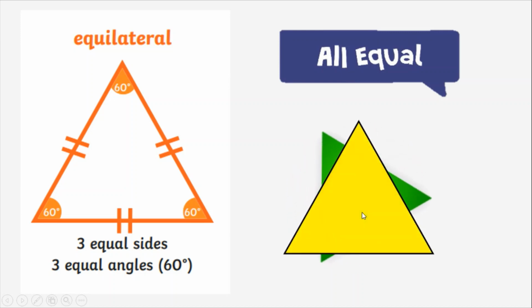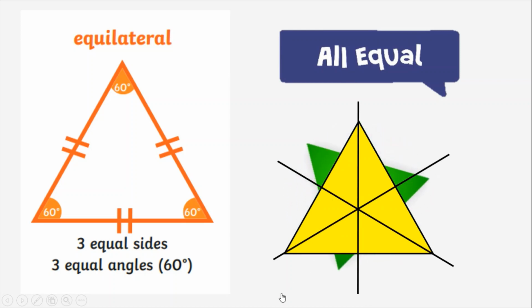It also means that there are 3 lines of symmetry. If we had a mirror, we could put a mirror down all of those lines and it would look the same either side. So 3 lines of symmetry, 3 equal sides, 3 equal angles. And the name equilateral has got at the beginning equal. That's the most important way to remember it. Equilateral, everything is equal. Now let's have a little look at one of the other triangles.